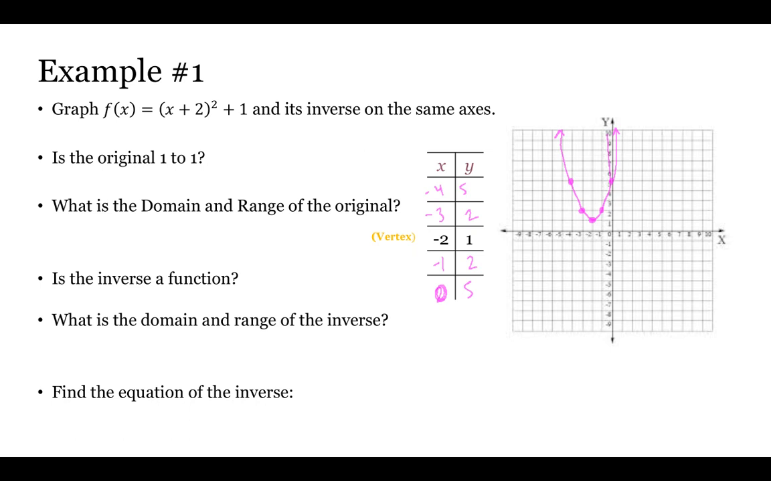All right, so is the original 1-to-1? No, it's not. It does not pass the horizontal line test. Well, what's the domain and range of the original? Well, the domain is going to be negative infinity to infinity, or all real numbers, and the range is going to be that y is greater than or equal to 1. So is the inverse a function?